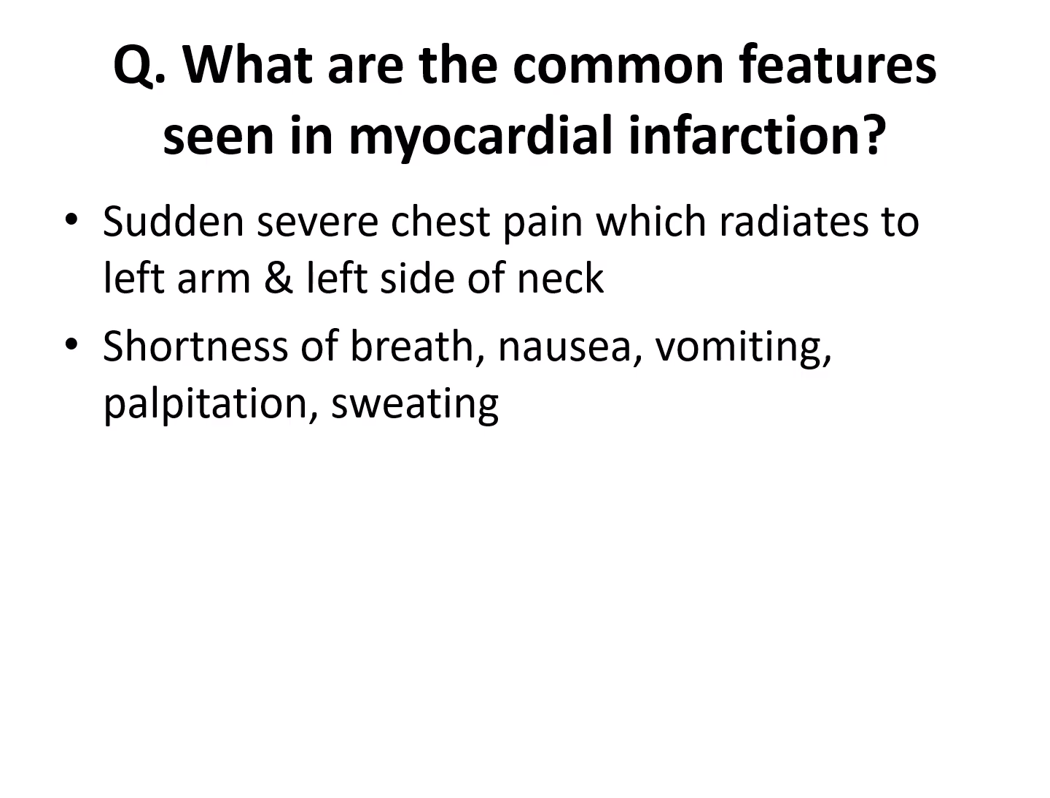What are the common features seen in myocardial infarction? Sudden severe chest pain which radiates to the left arm and left side of the neck. The severe chest pain is explained mainly by the accumulation of lactic acid, one of the end products of metabolism, which accumulates because of reduction in the blood supply. This results in severe chest pain which often radiates to the left arm and left shoulder. Shortness of breath, nausea, vomiting, palpitation and sweating are other common features seen in an MI patient.